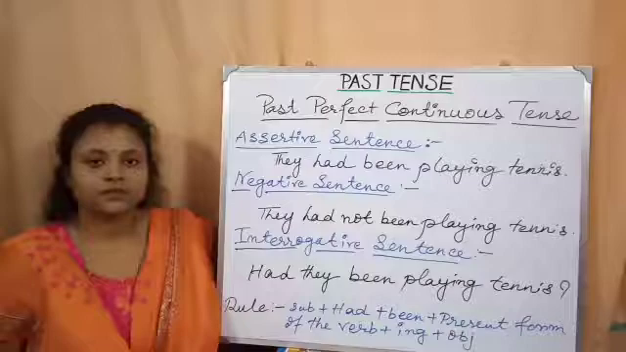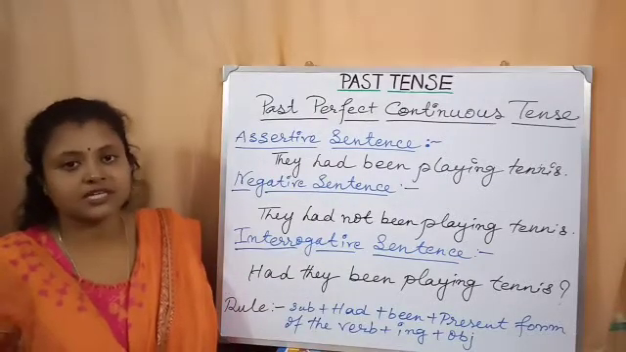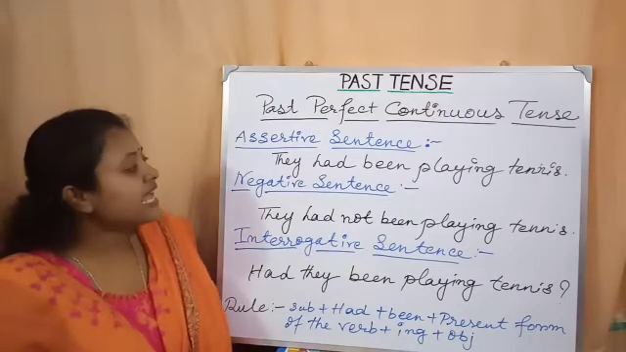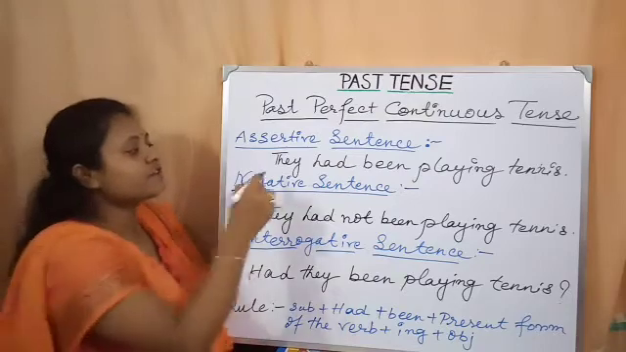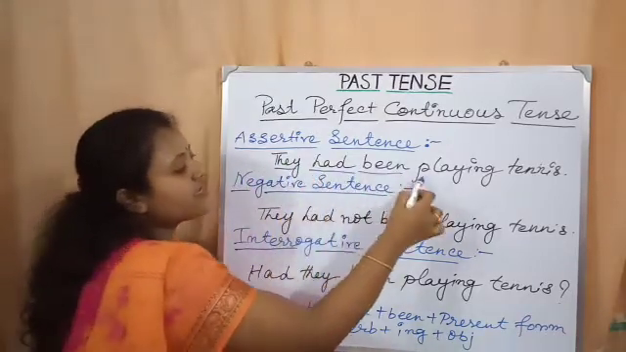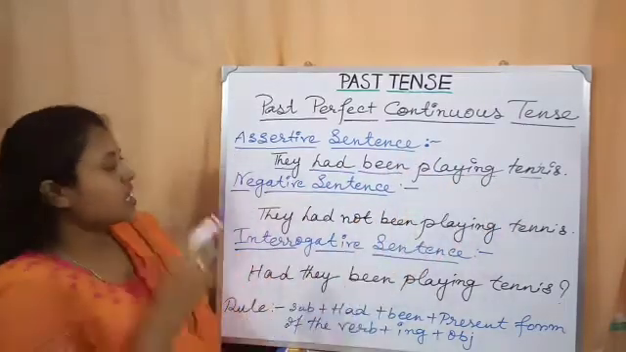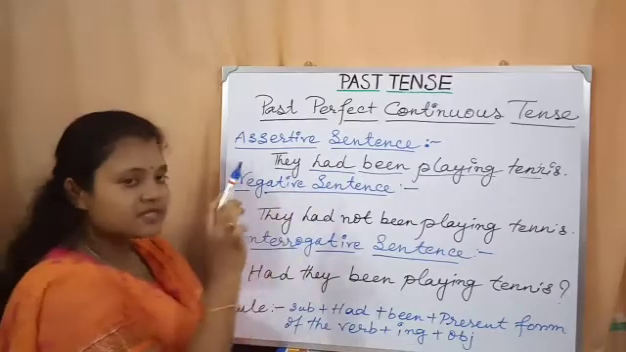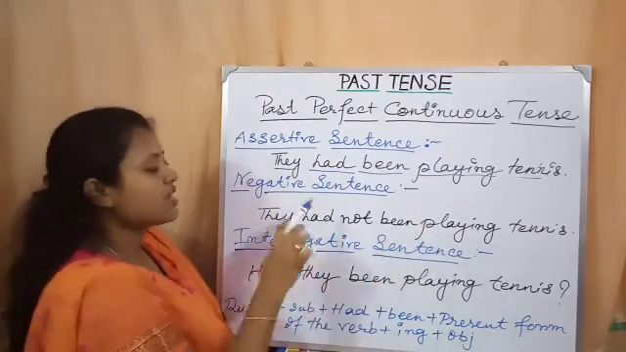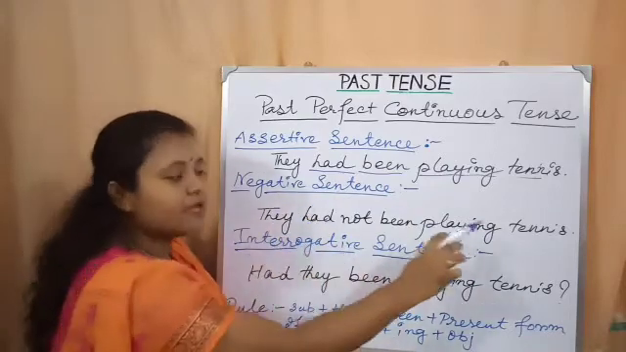Okay, students? So let me give you some examples from the past perfect continuous tense. In an assertive sentence, how will you write this sentence? They had been playing tennis. First you have to write the subject. After that had, then been, then the present form of the main verb, then ing, then object. How will you write the same sentence in negative? They had not been playing tennis. Only not you have to add after the auxiliary verb.